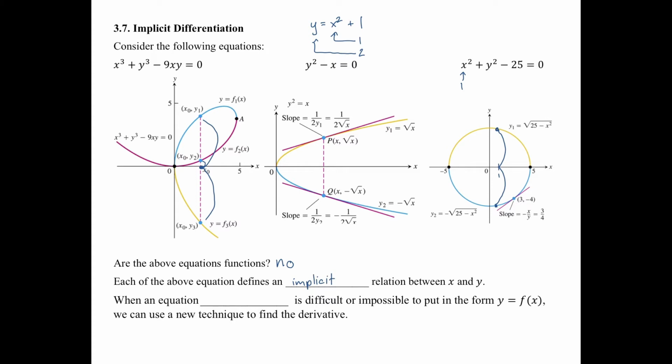And one way we could notate these equations is using this notation. When an equation F of x, y equals 0 is difficult or impossible to put in the form of y equals f of x, we'll need to use a new technique to find the derivative. But again, this notation is just really saying, hey, we have an equation that we need to plug two things into. So let's go ahead and figure out how to take the derivative of an implicit equation.